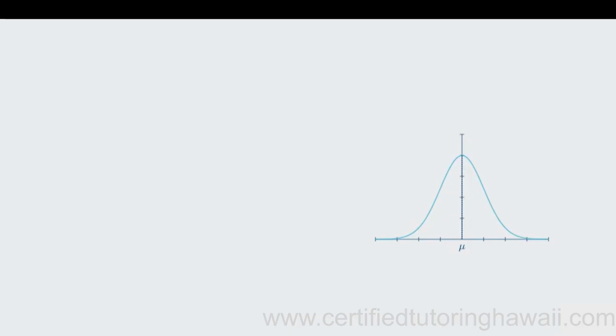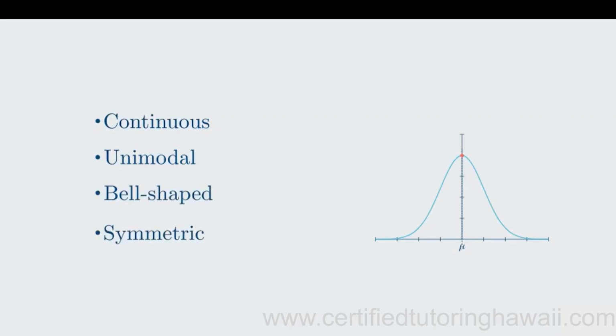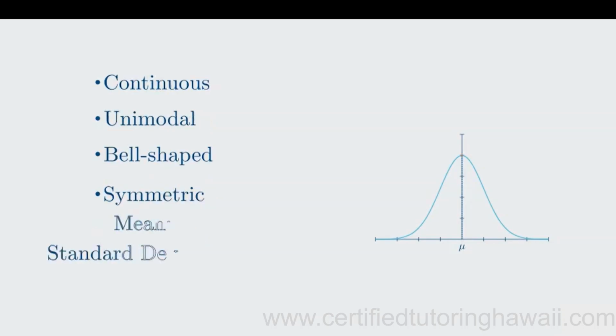We often call this the normal curve or the bell curve. Notice its distinct features. It is unimodal, meaning it has one single peak. It is also perfectly symmetric. If you fold it at the center, both sides match. The center of this distribution is defined by the mean, represented by the Greek letter mu. The spread or width of the curve is determined by the standard deviation, sigma.